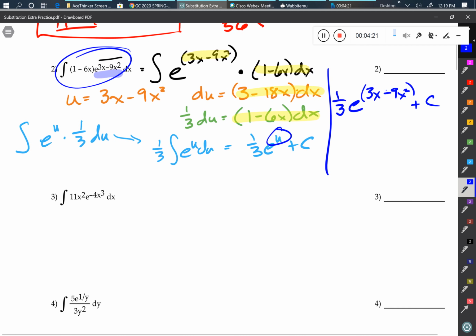So I'm just doing substitution problems, one after another after another. But I'm looking not for the individual problem, I'm looking for the structure.